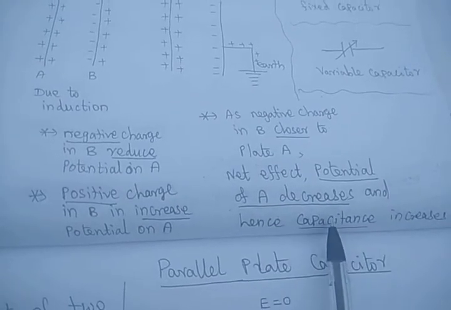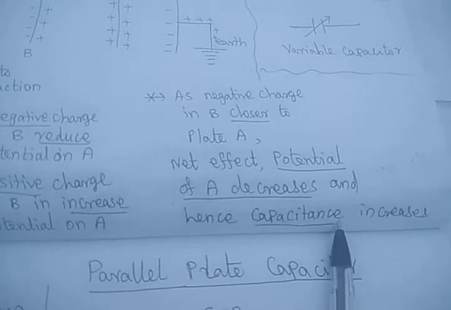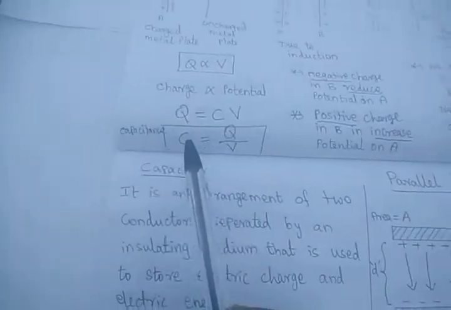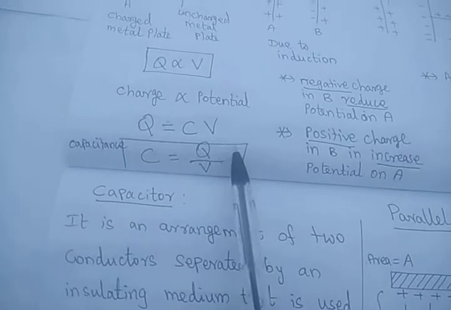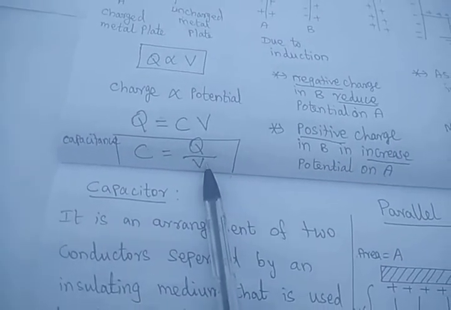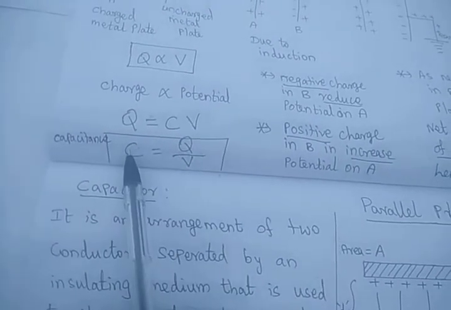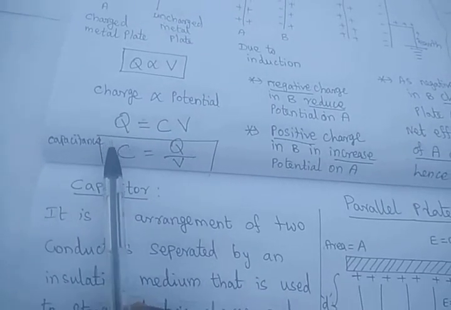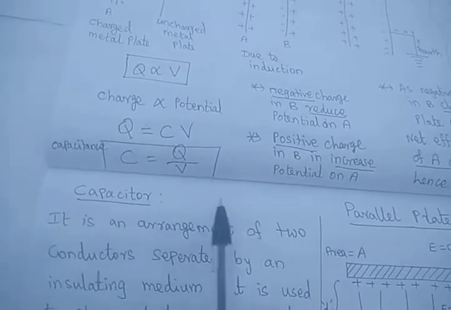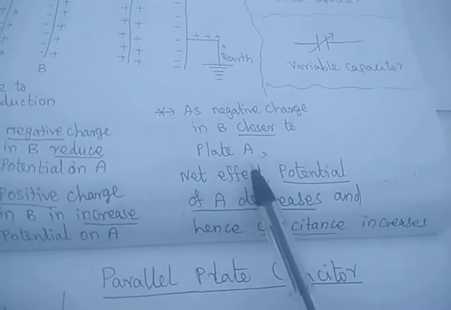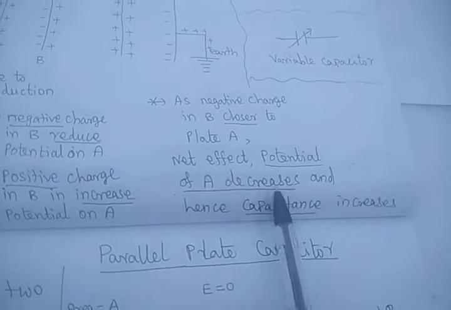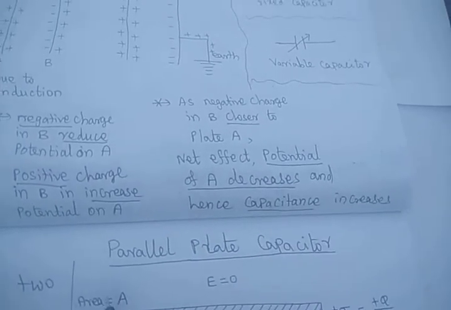And hence capacitance increases. Sir, how do you say that when the potential decreases, capacitance increases? Now come to this formula: capacitance is charge by potential. When the potential decreases, the capacitance increases. Capacitance means the ability of the conductor to store charges. So when the potential of A decreases, hence the capacitance increases. Now come to the definition.